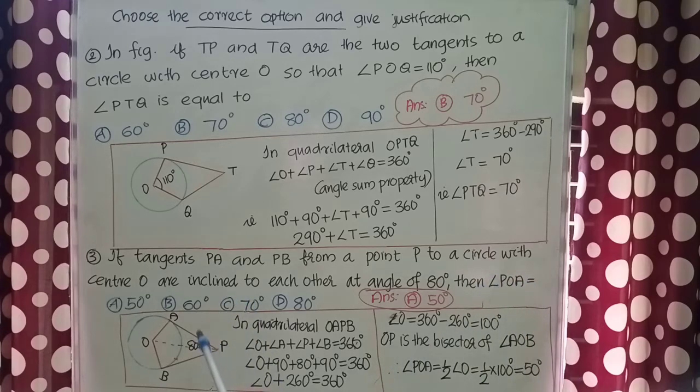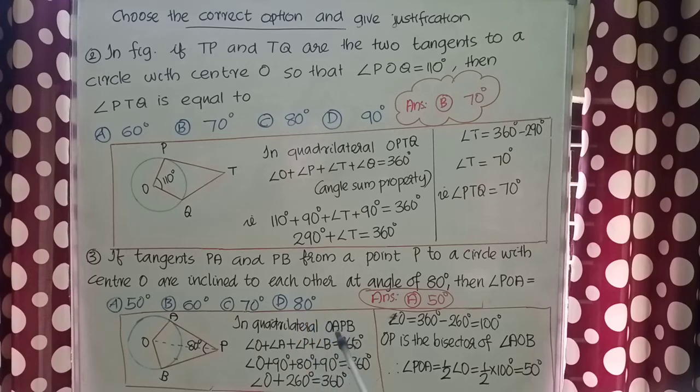We have studied in the remarks of theorem 2 that this OP is the bisector of angle P and angle O. Here we need to find out angle POA. POA is the half of the angle AOB. So to find out angle POA, first we need to find out angle AOB or simply angle O. So we can find out it.